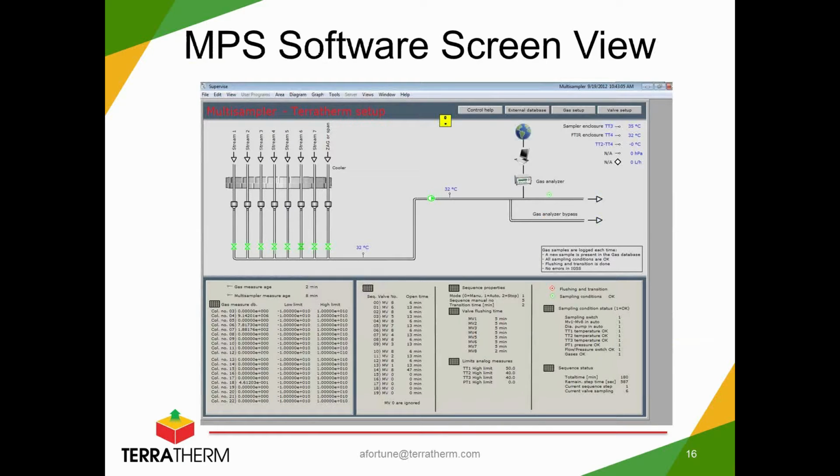Then the multi-point sampler had a similar screen and easy-to-use, user-friendly software. So this would tell the operators which of the locations was being sampled at that given time. And it would give you different temperatures and such along the way for troubleshooting purposes. So they would look at this screen to know which sample location was being sampled. If they wanted to manually change it, because they wanted to check something, they could do that in this screen and then go back to the other screen to look at the concentrations.